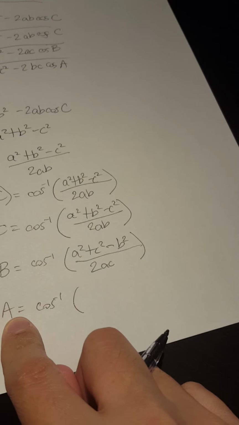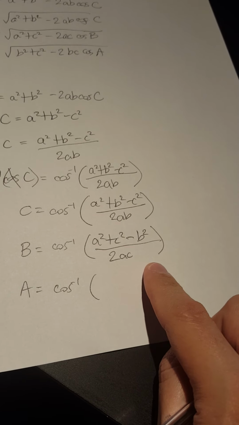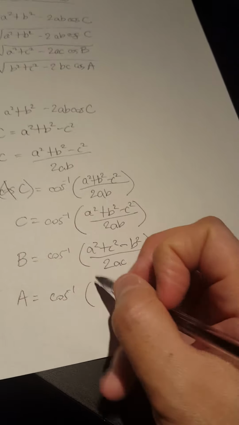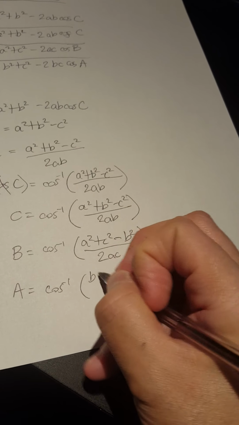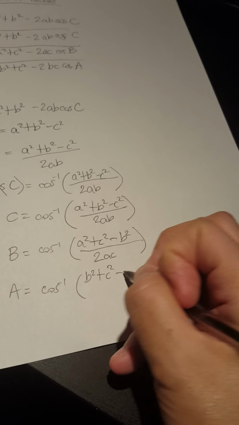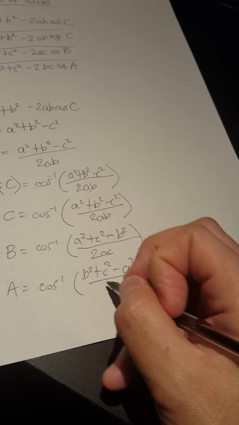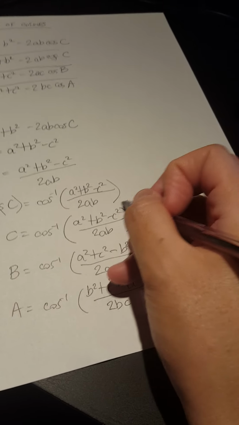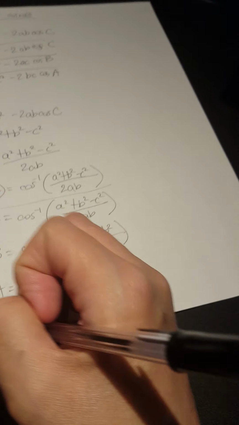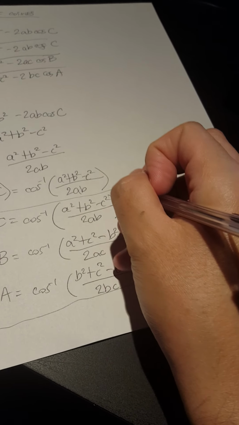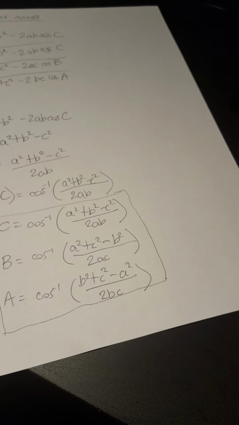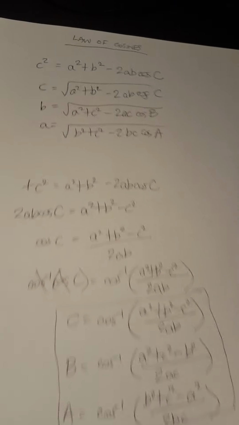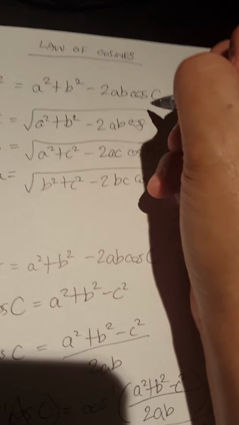If we wanted big A, we're talking about inverse cosine. Here, if we want big A, then I'm going to be subtracting a squared at the end. The other sides in here will be b squared plus c squared minus a squared over 2bc. Okay, so depending on what angle you're looking for, that's the reference. And if one of the sides is what we wanted, that's from what we have over here at the top.